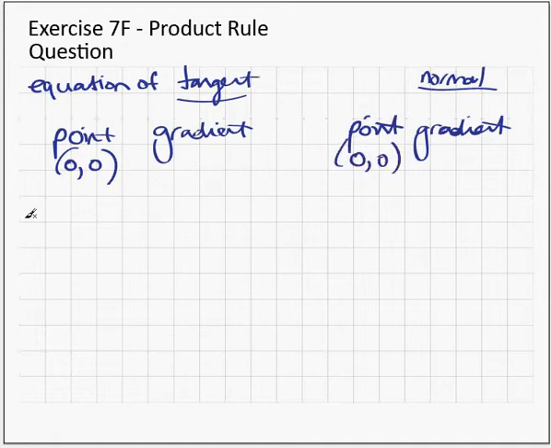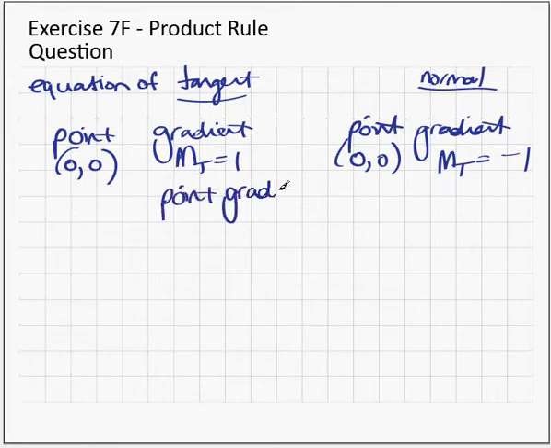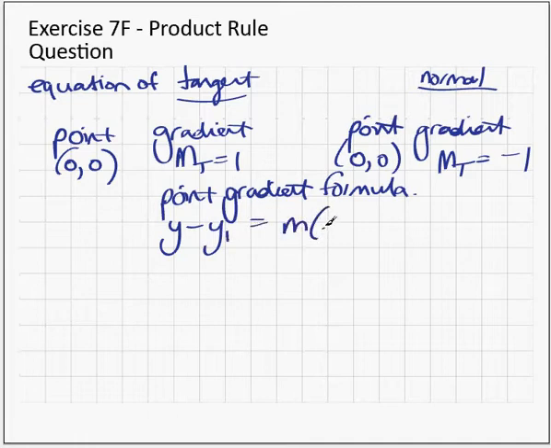The gradient at the point x equals 0, we just found out that the gradient was 1, so the gradient of my tangent is 1, which means that the gradient of my normal is minus 1. It's the negative reciprocal, so the reciprocal of 1 is 1. Then I use the point gradient formula for both of these. Generally it looks like this. y minus y1 equals the gradient times x minus x1.